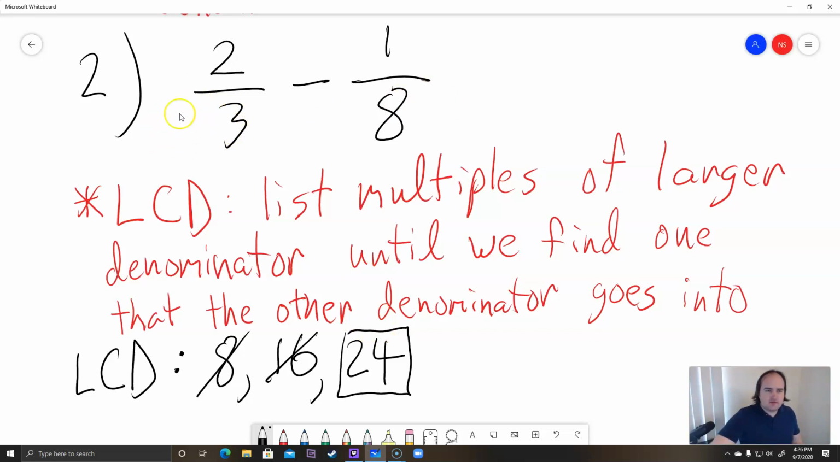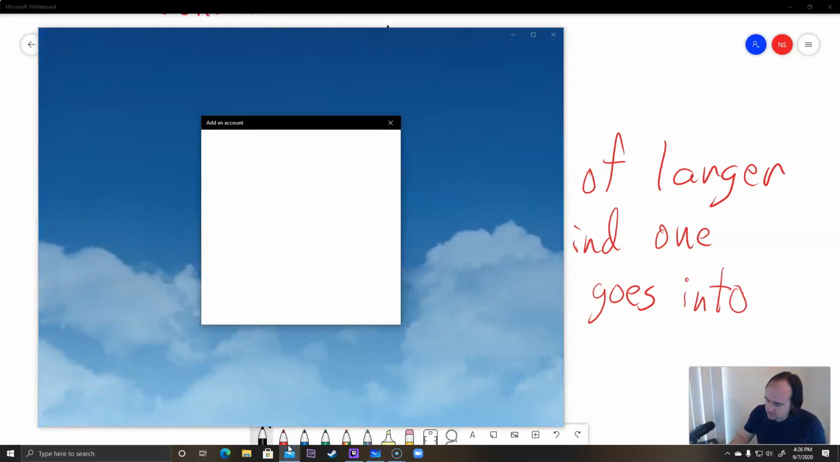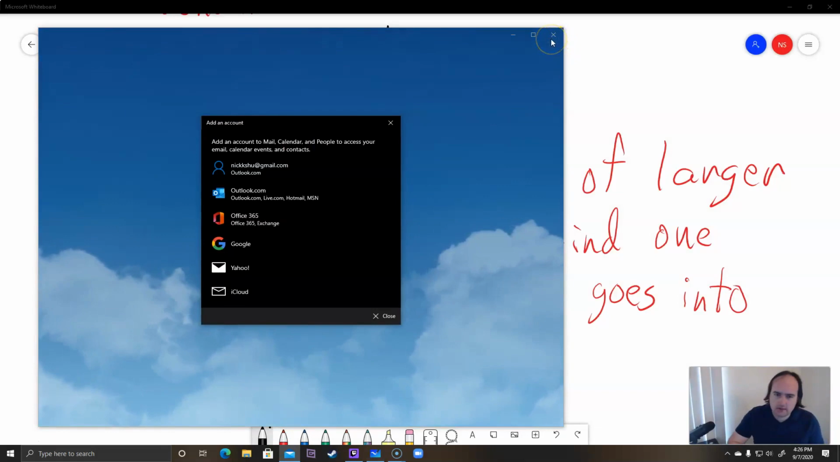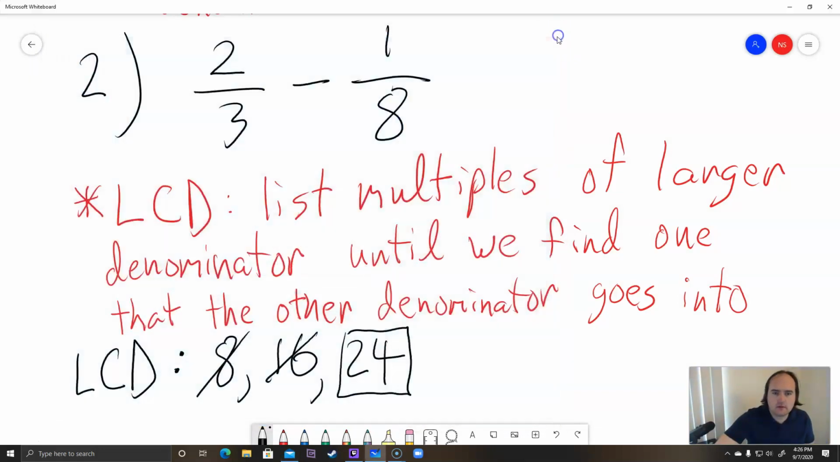So what are we missing from this first denominator? Well, what times 3 gives me 24? 8 times 3 gives me 24. So I'm going to multiply this first fraction. Oops. What did I do? Oh my gosh. Sorry about that. 8 times 3 is 24, so we're missing an 8 for the first fraction on the top and the bottom. And then for the second fraction, we have an 8, but we want 24. So for the second fraction, we're missing a 3. So we're going to multiply the second fraction by 3 on the top and the bottom.